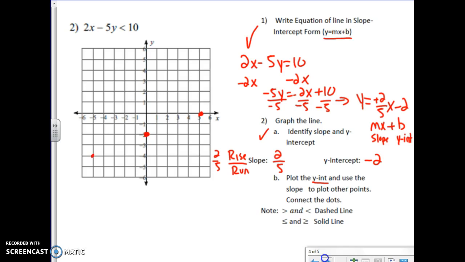How am I going to connect the dots? Well, what type of inequality do I have? I have that symbol right there, which is dashed. It's less than. So I'm going to connect it with a dashed line.